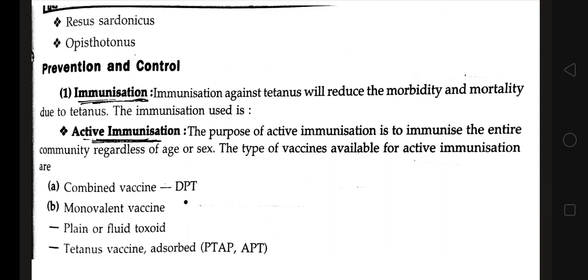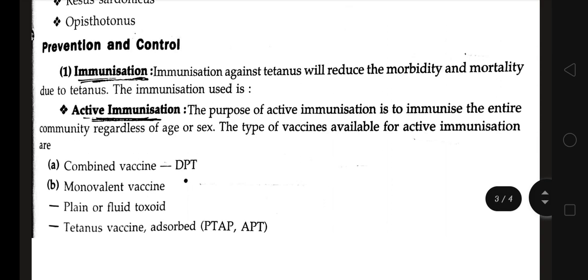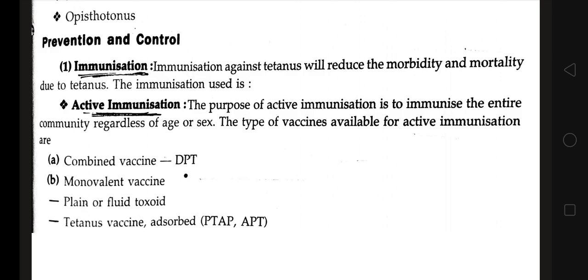Next is prevention and control. Here you go for immunization. The immunization is TT. Immunization against tetanus will reduce the morbidity and mortality due to tetanus. The immunization may include active immunization. Here you give immunization such as DPT, DT, and TT. The purpose of active immunization is to immunize the entire community regardless of age or sex.